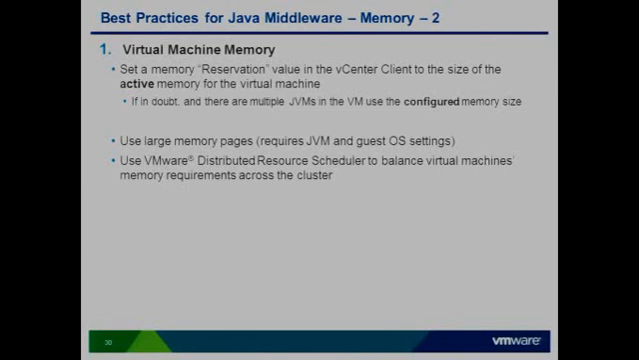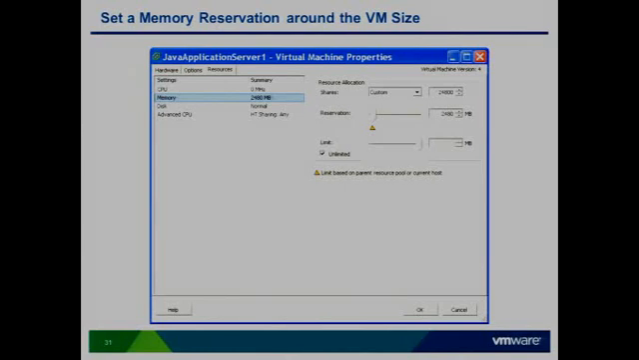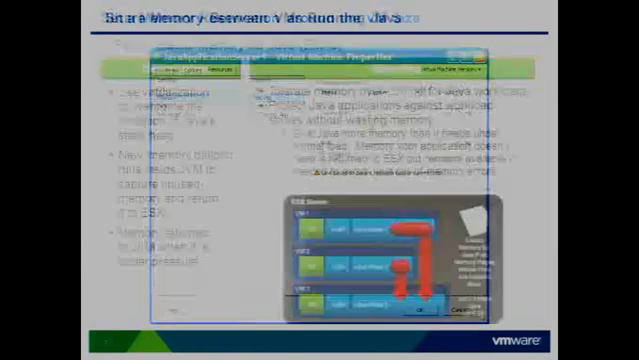And use large memory pages. That's a flag to the JVM and a flag to the operating system, which is documented in the white paper. And use VMware Distributed Resource Scheduler. We've used that a lot with our Java programs. It load balances across very well and is a good thing to use. That's memory, and that's how to set a memory reservation. And you're going to say to me, by the way, I have 100 virtual machines running Java. I'm not going to do this for every one. You can do this using the command line and scripting if you want to set a memory reservation.